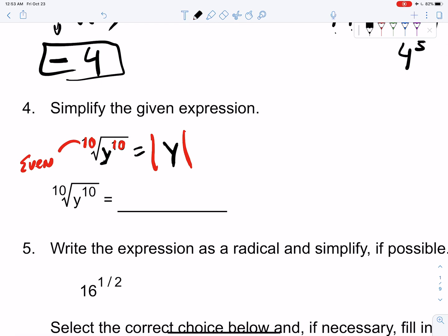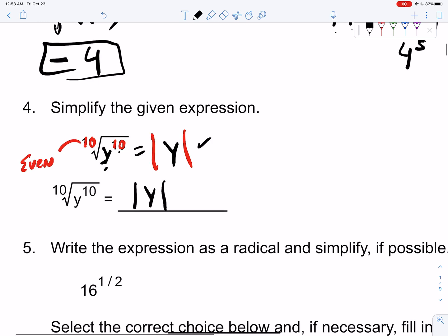Okay? Because if it was a negative y, think about this. If this was a negative y right here, and you raised it to the 10th power, let's say that was -2, you raised it to the 10th power, an even number of negatives is going to make it positive, so we want to make sure that stays true in this problem by using the absolute values. So this answer is, in fact, the absolute value of y. Let's put a little hook on the bottom so we know it's a y for sure.